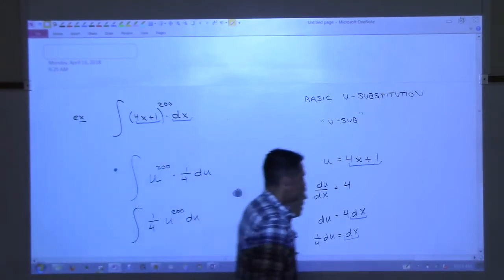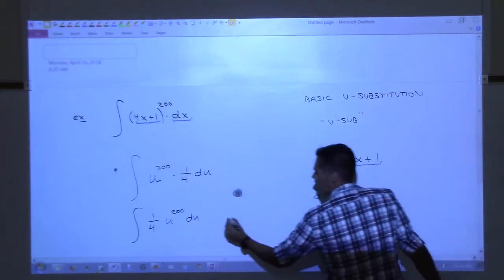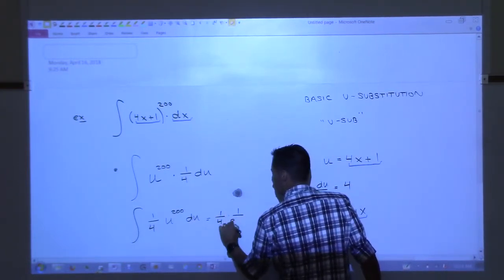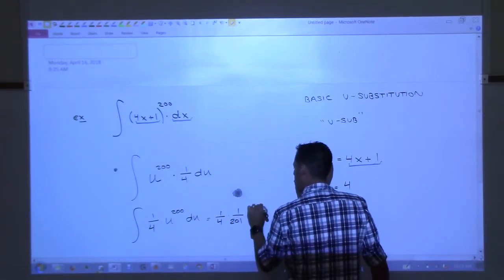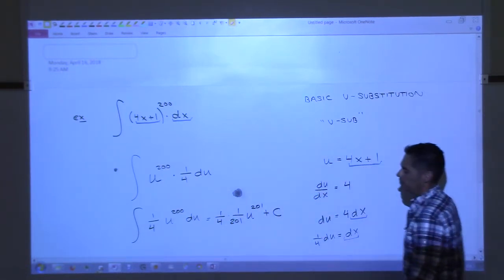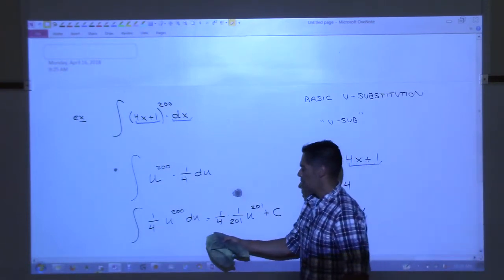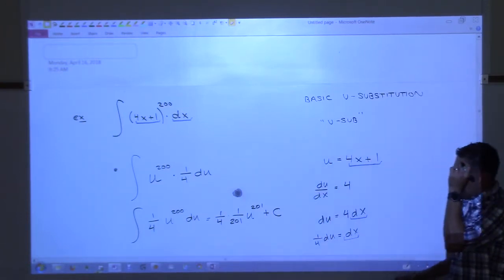So let's do it. Let's actually take that antiderivative. This will be equal to, I have the 1/4 there. You said it'd be 1/201 u to the 201 plus some constant. So I'm just using the power rule there, just your basic power rule. And what do you think my last step is?